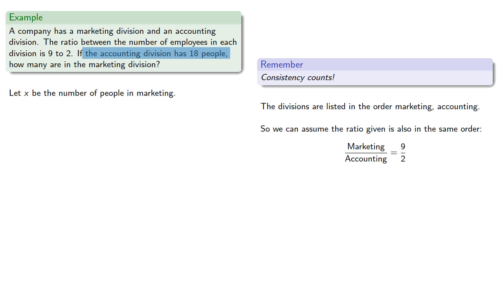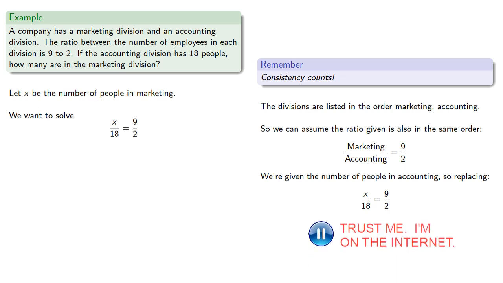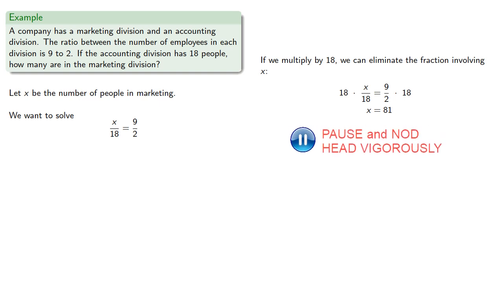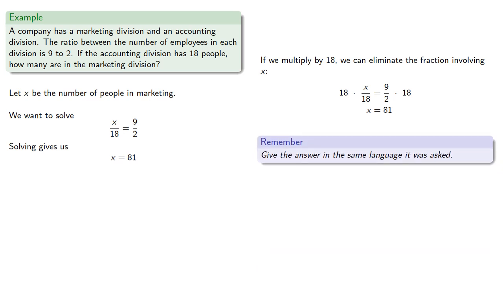Now we're given the number of people in accounting. We want to know the number of people in marketing, so we can replace them in our equation. And if we multiply both sides by 18, we can eliminate the fraction involving X to get our solution, 81. And again, it's useful to remember, answer the question in the same language it was asked. So this was asked in English, so we should say something like, there are 81 people in marketing.